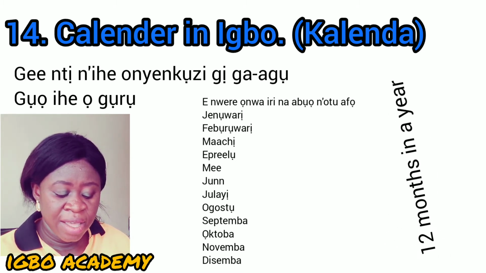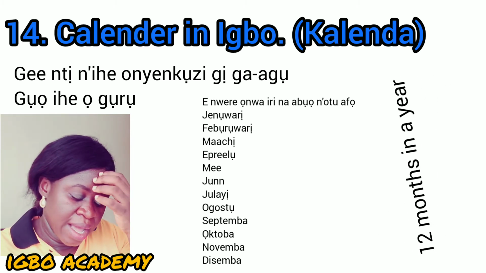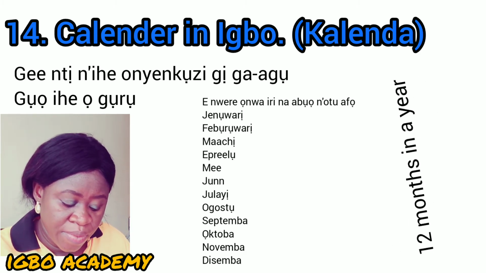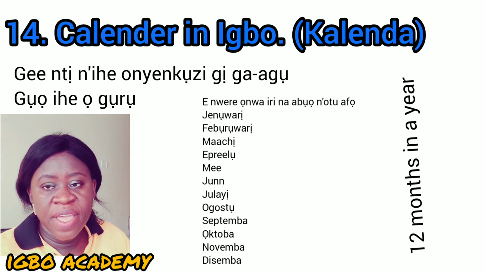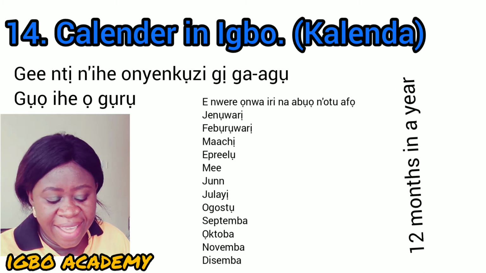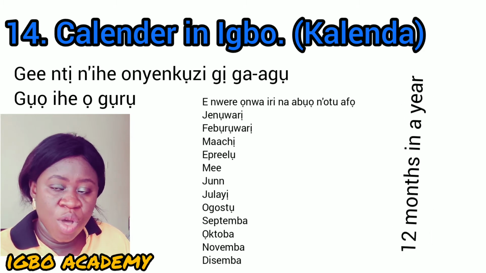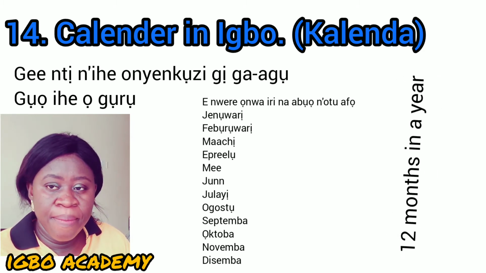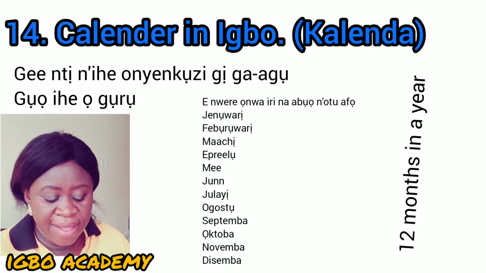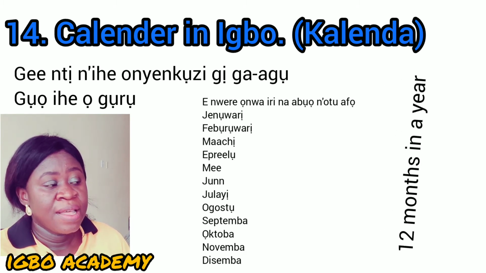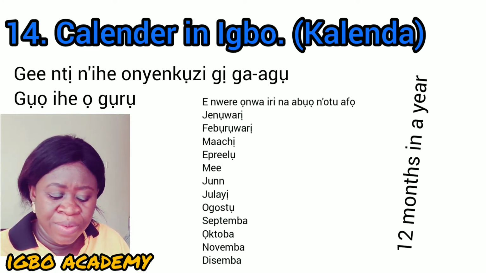In a year, in the English calendar, we have 12 months in a year. And they are January, February, March, April, May, June, July, August, September, October, November, December. The pronunciation, just like the days of the week, is also the same with that of the English, but the spellings are different.